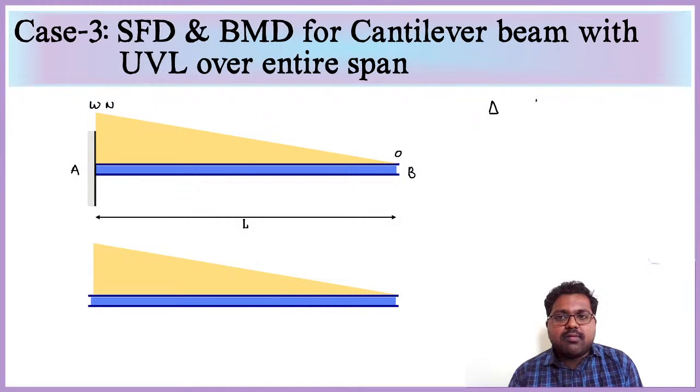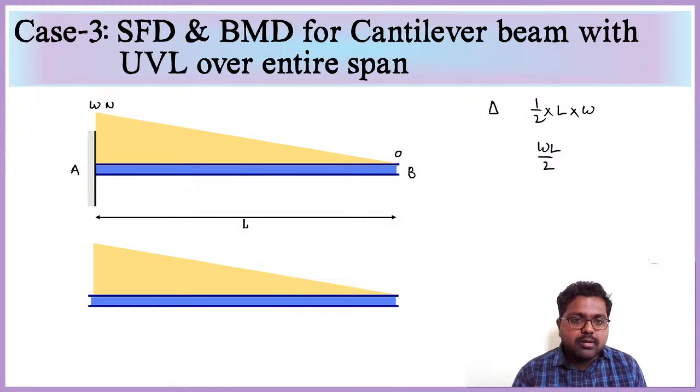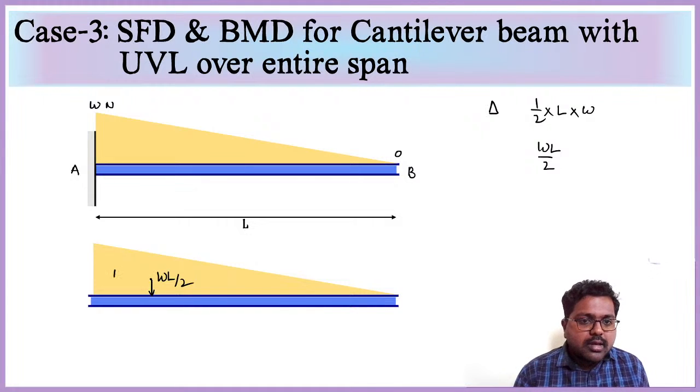So area of the triangle we will get as half into base L into height W. So WL by 2 is the total load which is acting at this centroid, right? At centroid this load will act, which is equal to WL by 2, and L by 3 distance it will act from here, since it is a triangle, to L by 3 on that side.